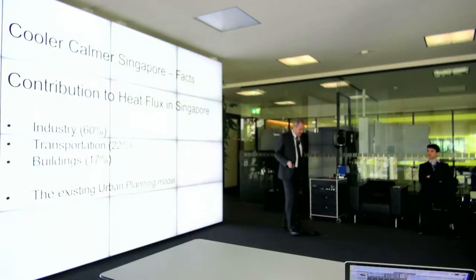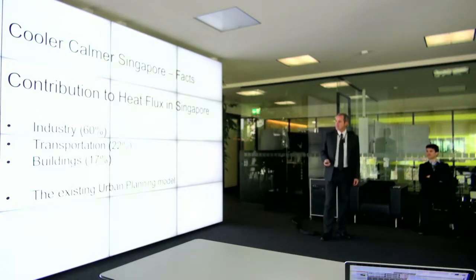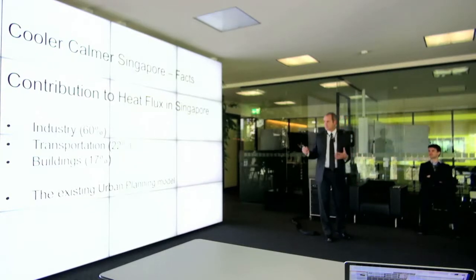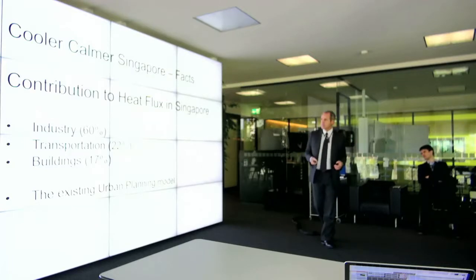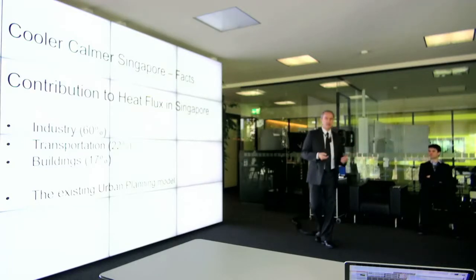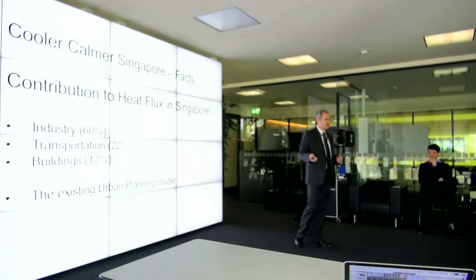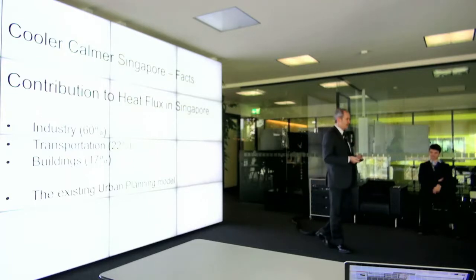There you see, these are the big contributors to heat flux: industry, transportation, buildings, and the existing urban planning model. Because moving people back and forth, like in every country, with this you can control more or less the amount of transportation that you have in a country. And this is a design decision if you really want to do it right.